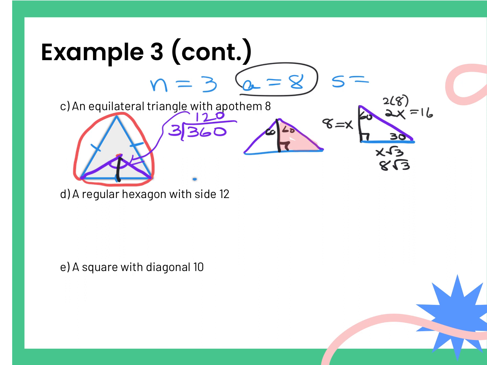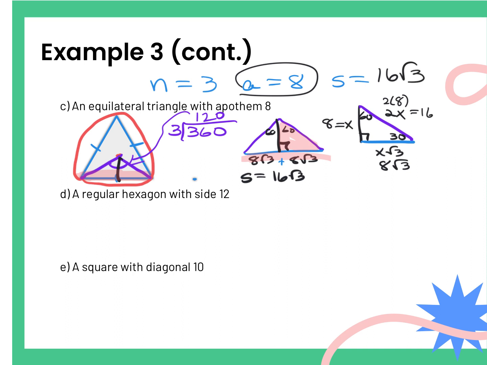Now remember, this 8 square root 3 is for this side and this side, which is over here, the side of my triangle. So I need to add those two together. So 8 square root 3 plus 8 square root 3 is 16 square root 3. This is the length of the side of my triangle.